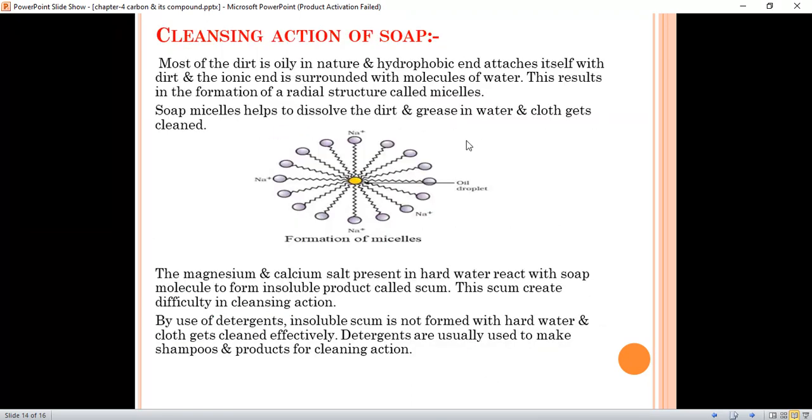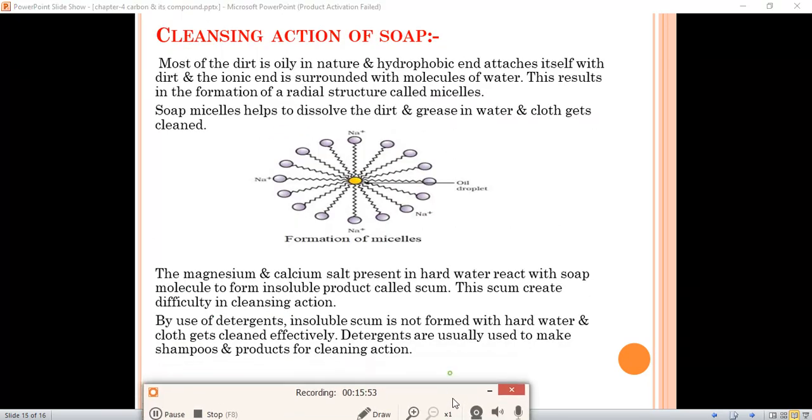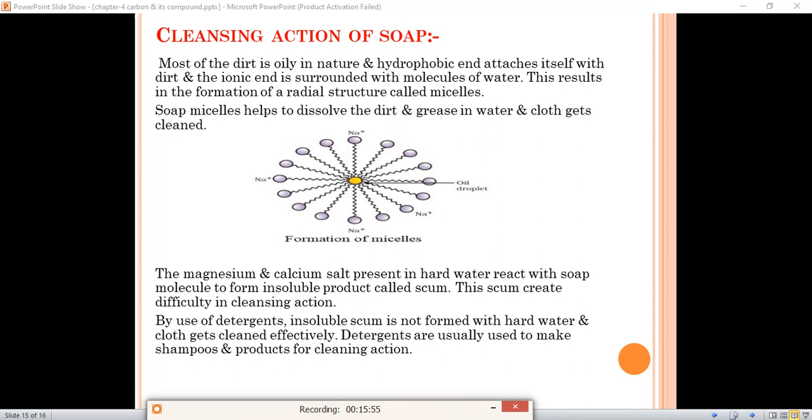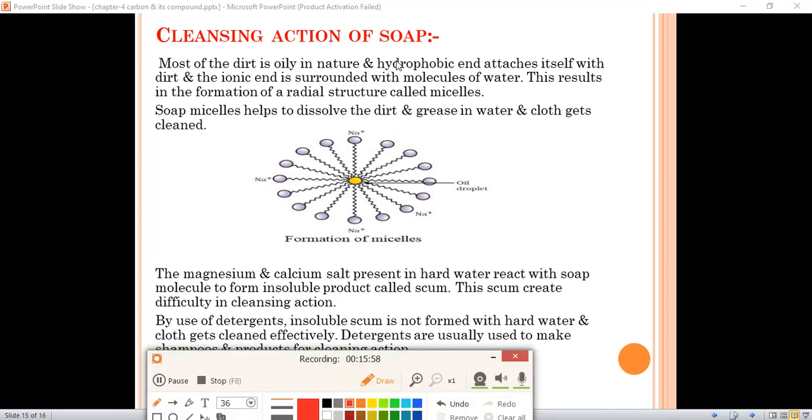Next, we'll see the cleansing action of soap, the last topic from this chapter. Most of the dirt is oily in nature, and the hydrophobic end attaches itself with the dirt, and the ionic end is surrounded with the molecules of water. Most of the dirt we have in our clothes, etc., is oily in nature.